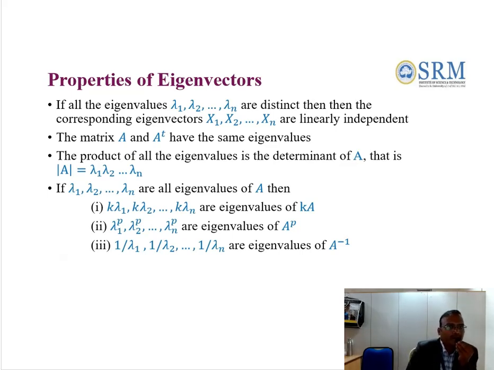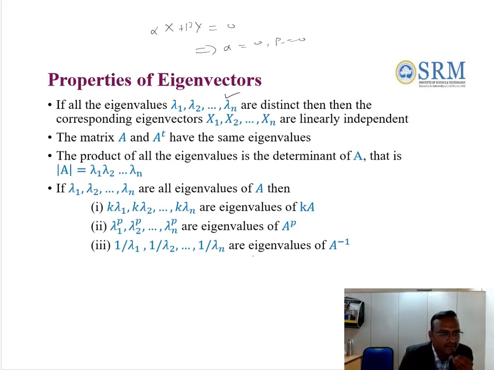Now let us see the properties of eigenvectors. The first property: if all the eigenvalues lambda 1, lambda 2, lambda 3 and so on up to lambda n are distinct, then the eigenvectors corresponding to lambda 1, lambda 2, up to lambda n are linearly independent. That means if x and y are linearly independent vectors, then alpha x plus beta y equal to 0 implies alpha equal to 0 and beta equal to 0.